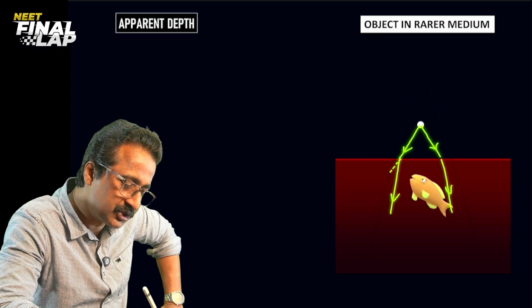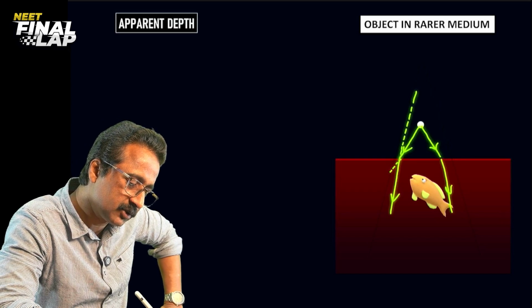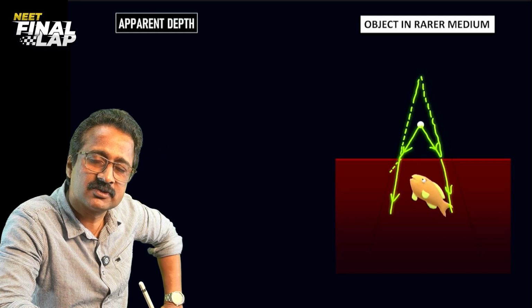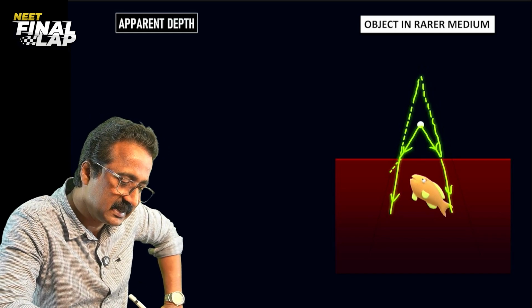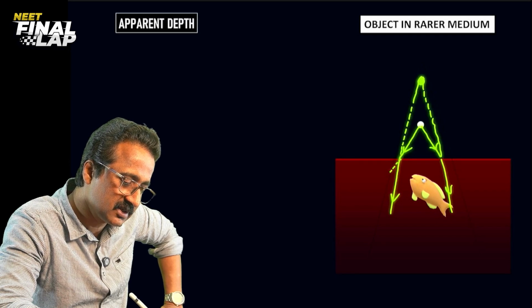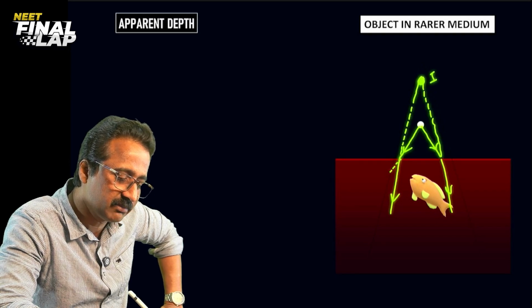So for the fish, the light rays will appear to start from this point. So the bulb is clearly visible for this fish, but the problem is that instead of seeing it in the actual position, only the image is seen by the fish.